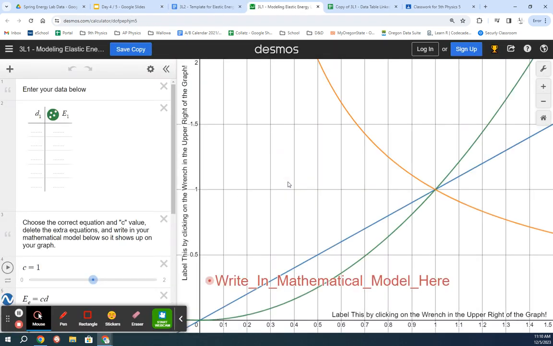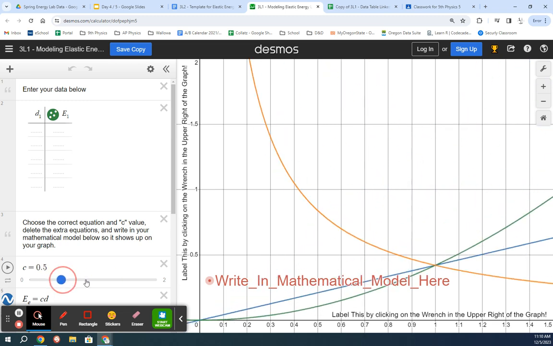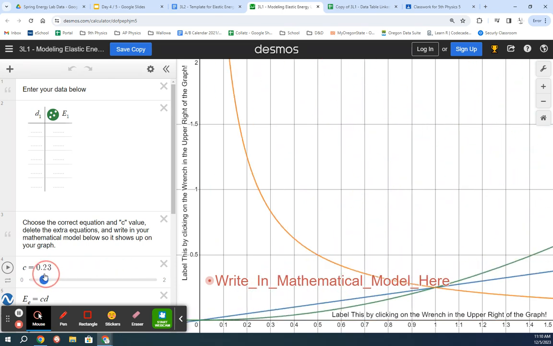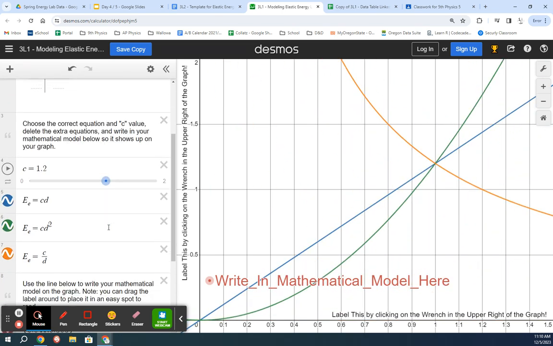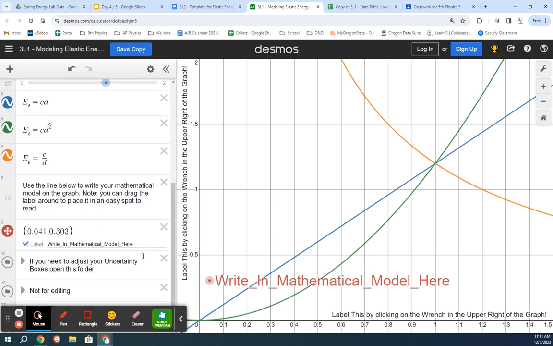Again, remember that the graphing for Desmos stuff, the steps are all at the front of the class, above the whiteboard. Distance, energy, fill in those with your values. Move the C slider so that one of the lines fits it as best as possible. Again, figure out which line you think fits best. Eliminate the ones that don't.